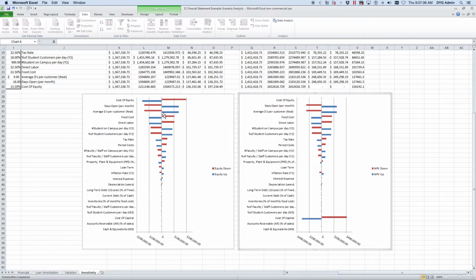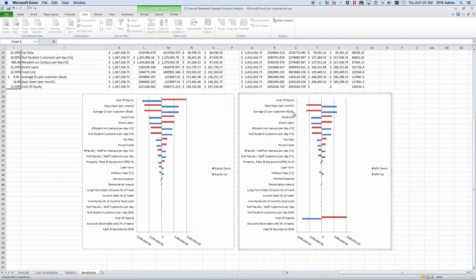Average dollars per customer. That's a big one, clearly, and we can't control that. When a customer walks in the door, they will spend what they will spend. And so that's one that we'll want to pay attention to.